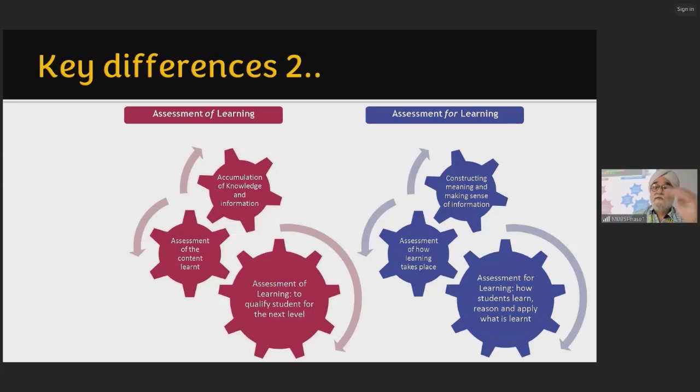When you are talking of assessment for learning, the purpose is totally different. You don't want to tell them तुम pass हो, तुम fail हो, तुम distinction वाले हो, तुम non distinction वाले हो. That is not the purpose. The purpose is you are helping them to construct meaning and make sense of the information that has been provided in the classroom. You are also telling them how learning takes place. Is he simply memorizing, or is he trying to understand, or he learns something and goes to the ward and tries to apply it on the patient and then learns better. So this is all what you have to do.